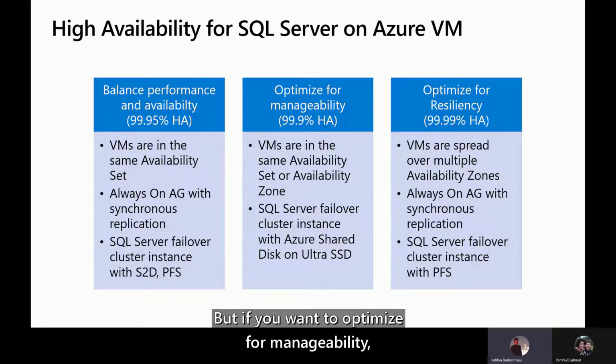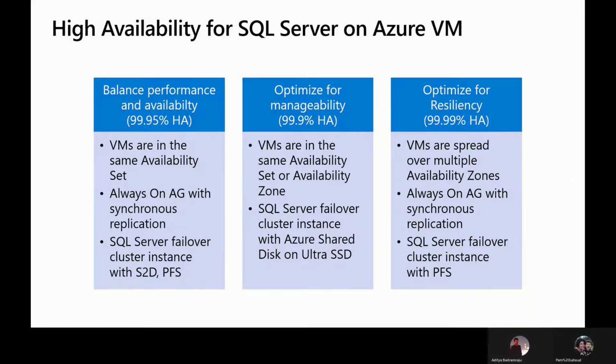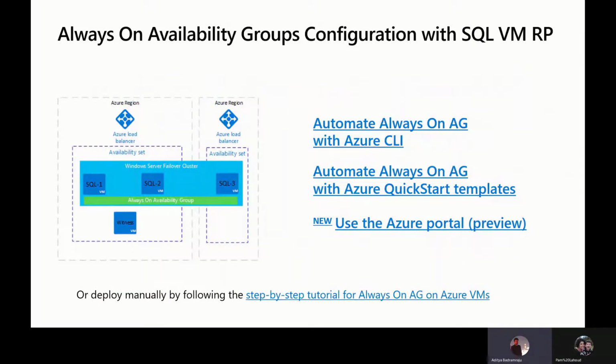But if you want to optimize for manageability, you can put your data into Azure Shared Disk on Ultra SSD, and you can configure a SQL Server failover cluster instance. Now, to configure it for resiliency, you might need to choose multiple availability zones and configure it with synchronous replication, or you can configure your failover cluster instance on a premium file share. FCI is a story that all the DBAs like us would love.